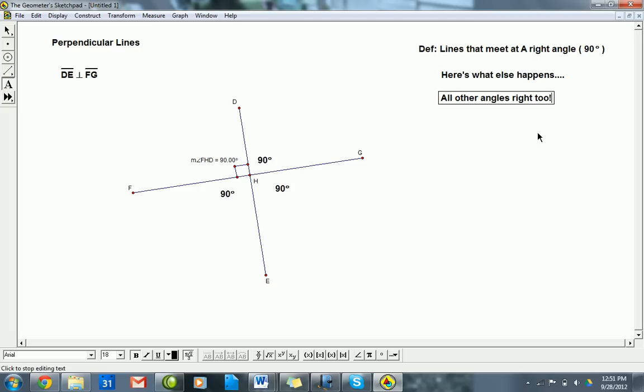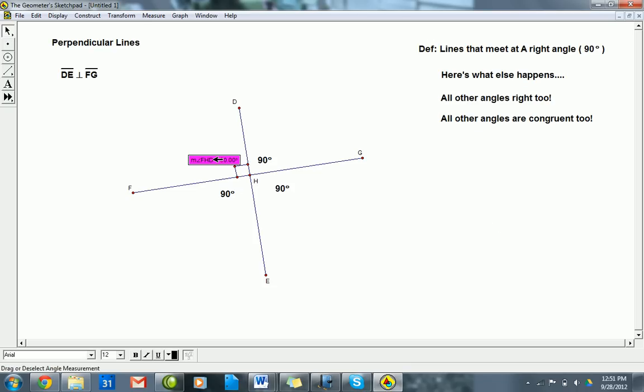Now, since they're all 90 degrees, they have to be congruent because they have the same equal measures. Equal measure angles, congruent angles. So by definition, we get just this piece, a right angle. And of course, if we have a right angle in this particular diagram with perpendicular lines, then we have really 4 right angles and 4 congruent angles because they're all 90 degrees.